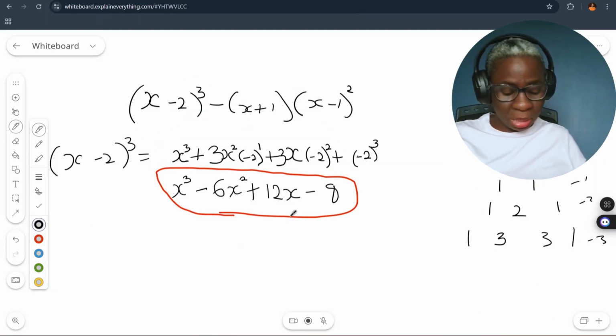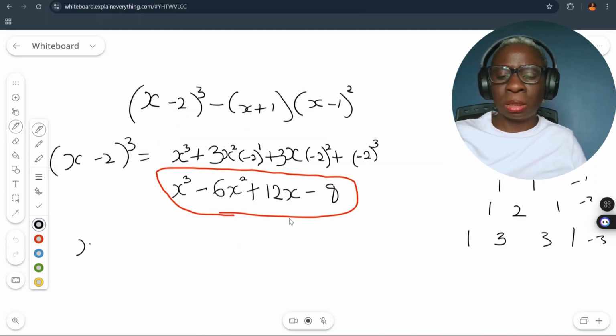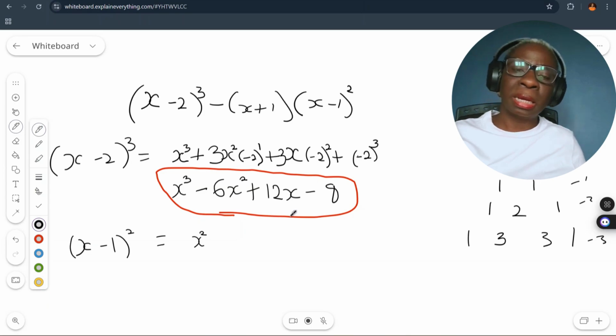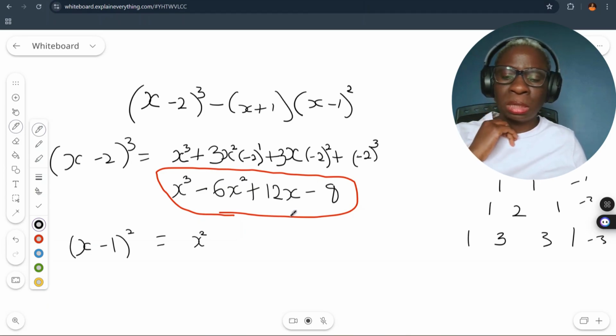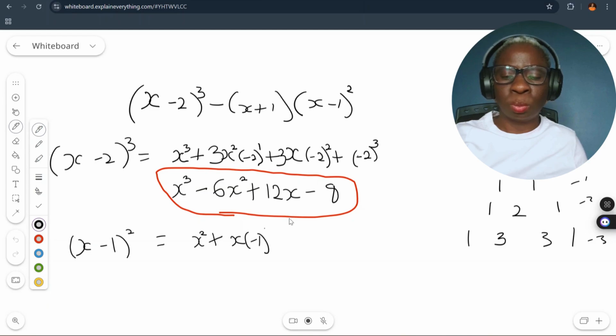Which is x minus 1 raised to power 2. So this time around, we'll expand also. We'll start with x squared, then negative 1 raised to power 0. That will be 1. Then we have plus, this time around, we'll have x, then times minus 1 raised to power 1. Then we have plus, now we have x raised to power 0. We have x raised to power 2 here, x raised to power 1 here.